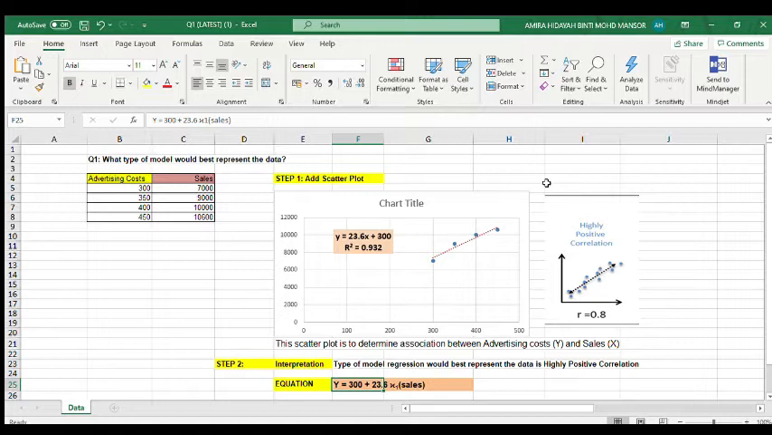Today I would like to share my answer for question 1. I will read the question first. The question is, what type of model will represent the data? How do I get this? Okay, let's begin.